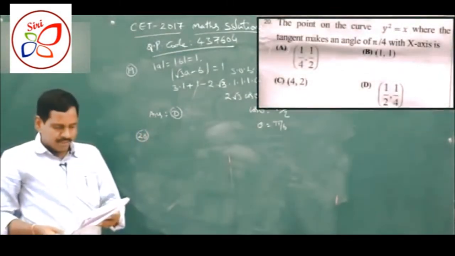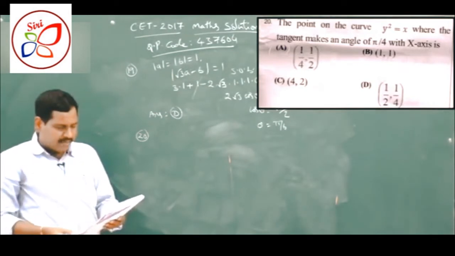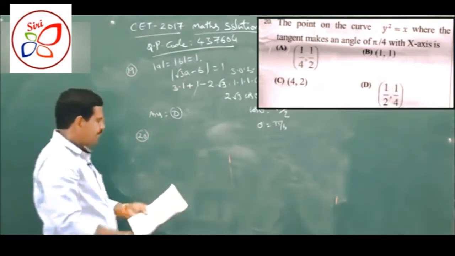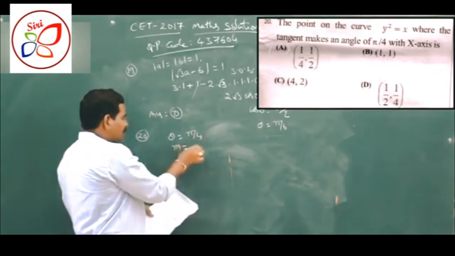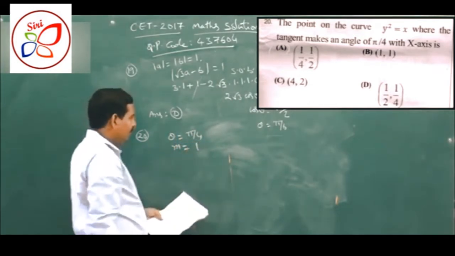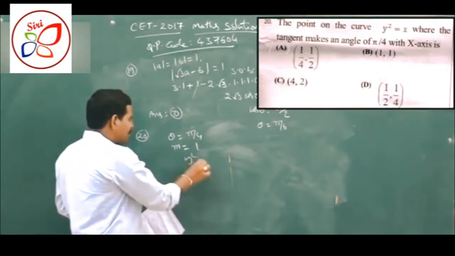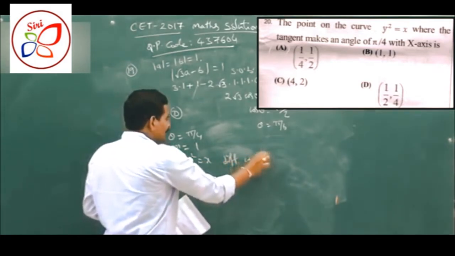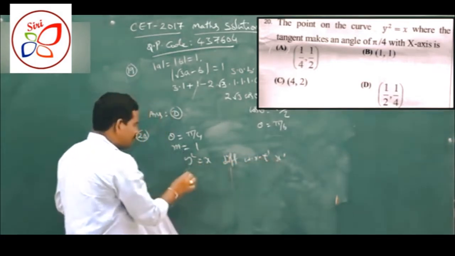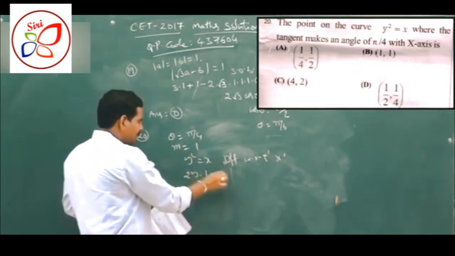Question number 20. The point on the curve y square is equal to x, where the tangent makes an angle pi by 4 with x axis is. Theta is equal to 45, given. So slope m is equal to tan 45 is equal to 1, and the curve is y square is equal to x. Differentiating with respect to x, 2y into dy by dx, means slope value 1, its derivative 1.